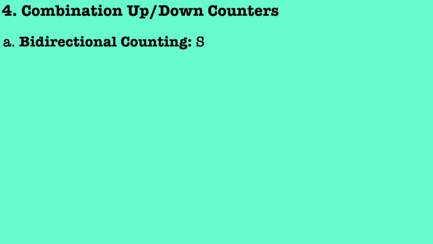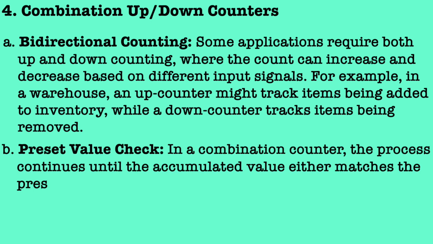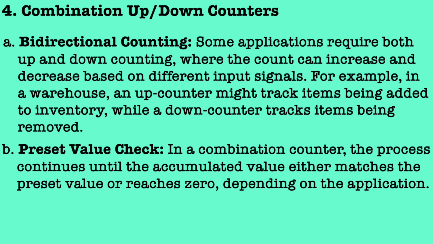Next is combination up and down counters, the bidirectional counting. Some applications require both up and down counting, where the count can increase or decrease based on different input signals. For example, in a warehouse, an up counter might track items being added to the inventory, while the down counter tracks the items being removed. Preset value check. In a combination counter, the process continues until the accumulated value either matches the preset value or reaches 0, depending on the application.